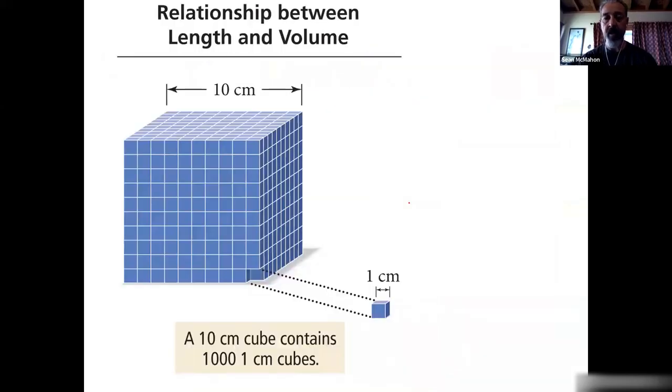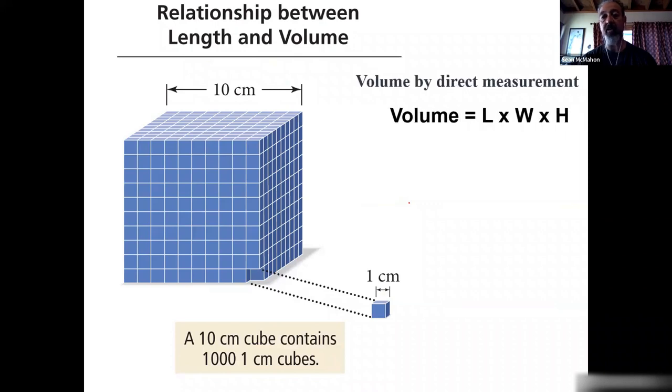Well, for volume, there's a direct measurement, like I could take this cube and measure the length, the width, and the height, right? And if I look at it, each cube in here is 1 centimeter. So the length here is 1 centimeter, the width is 1 centimeter, and the height is 1 centimeter.